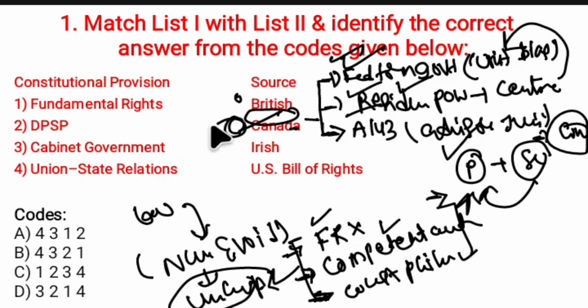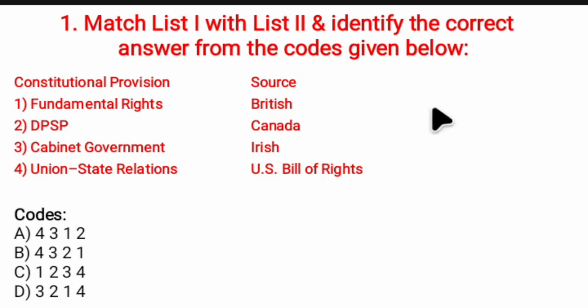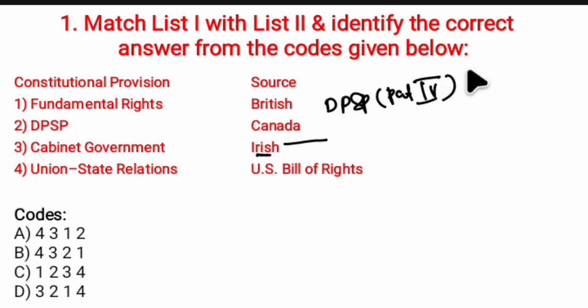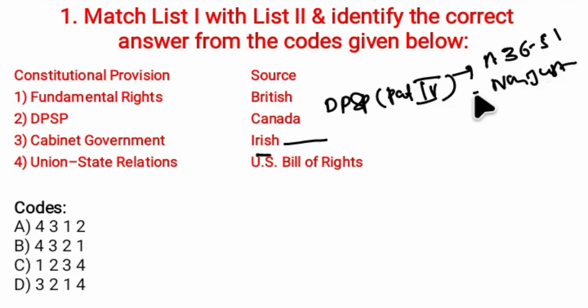So we see Britain, we see Canada, and next is the Irish Constitution. Important, from the Irish Constitution we borrowed directive principles of state policy, which is mentioned in Part 4 of the Constitution of India. So these principles were from articles 36 to 51, and these were non-justiciable. Although these were non-justiciable, these provisions were fundamental in the governance of the country.